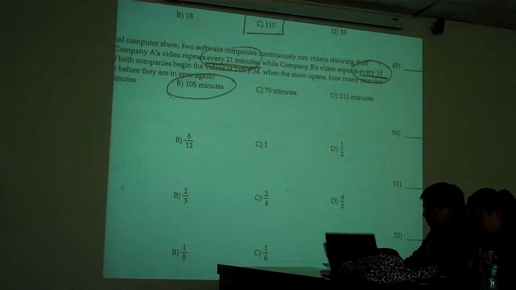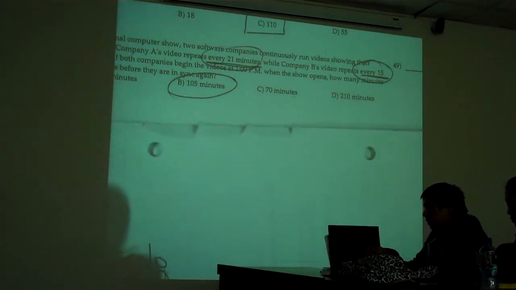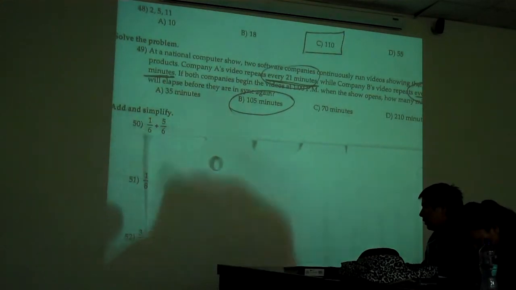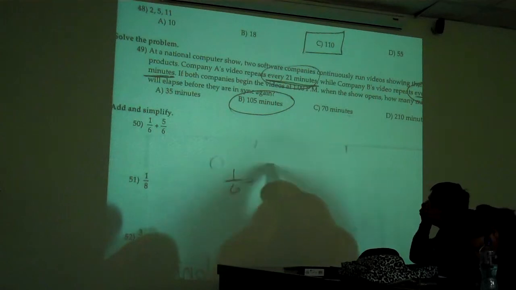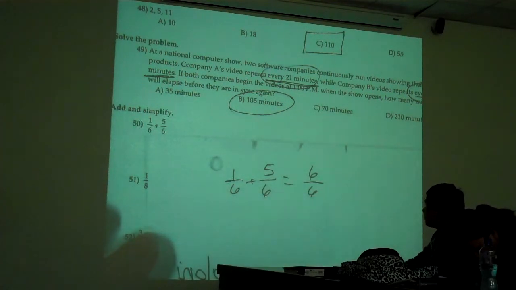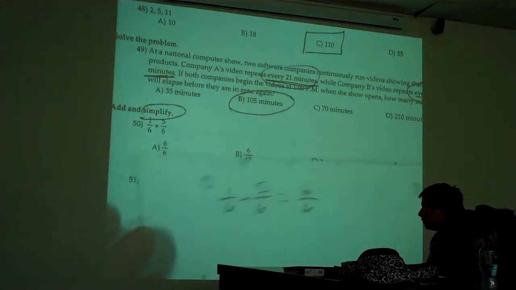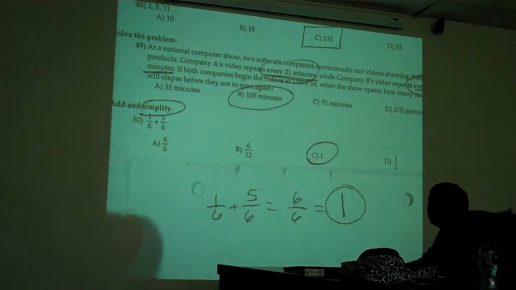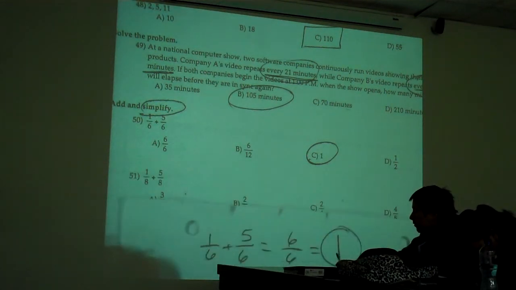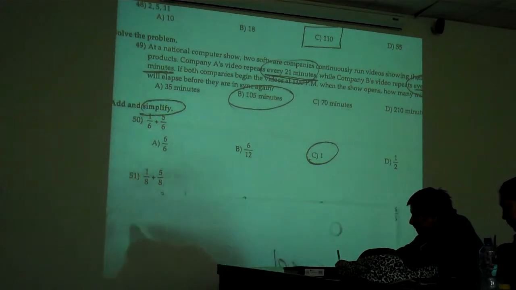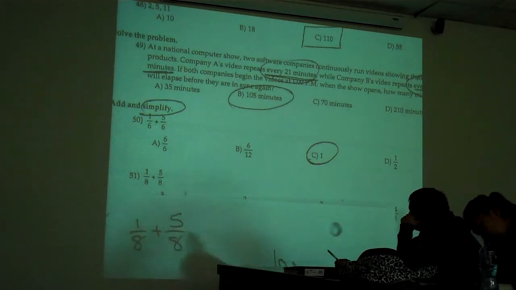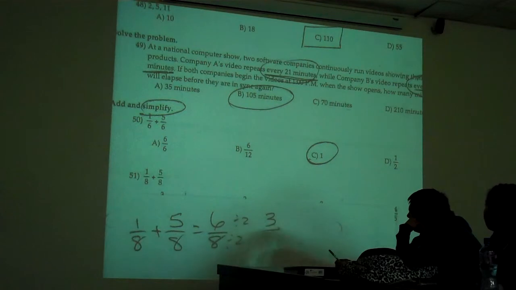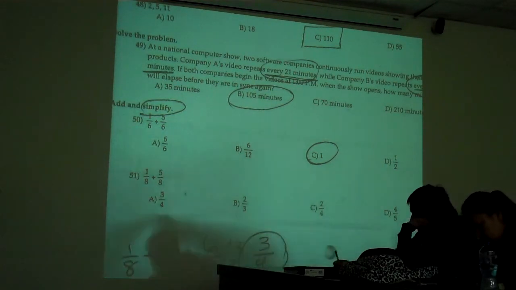Okay, add and simplify. 1/6 plus 5/6 is 6/6. They already have the common denominator. So 6/6, and it says simplify. So make sure you turn that into 1. Don't just leave it 6/6. Turn it into 1. 1/8 plus 5/8. That's a common denominator already. 6/8, which is 3/4, divided by 2. 3/4 right there.